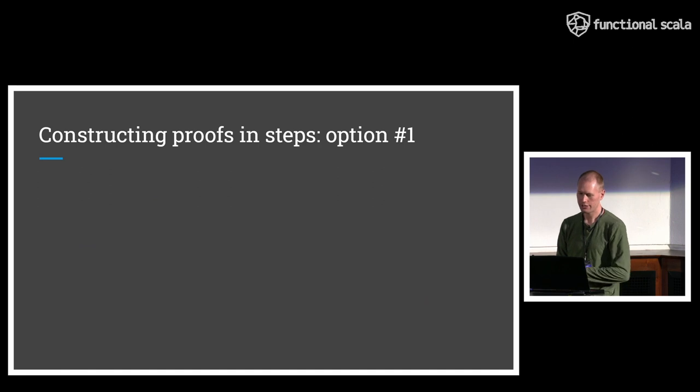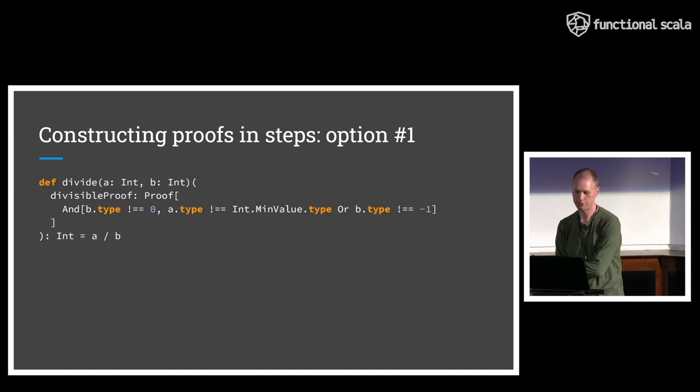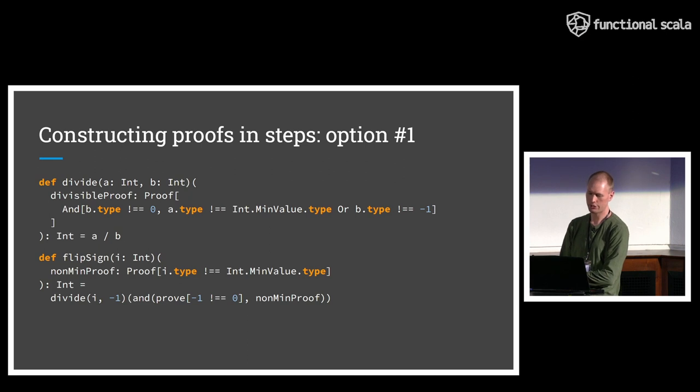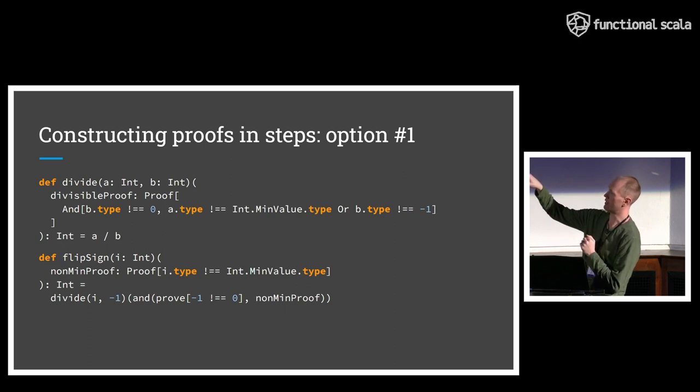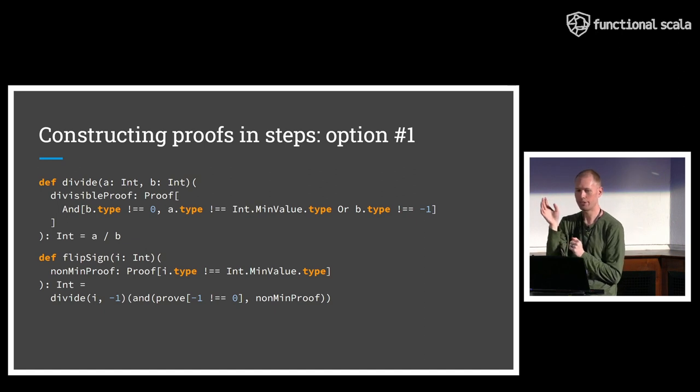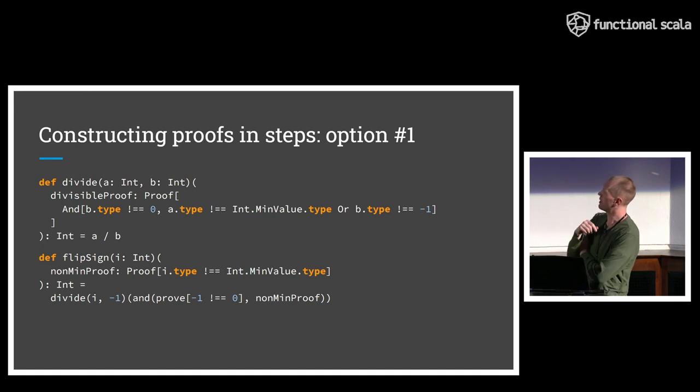And this also lets you now construct proofs in steps. So if you try to do a divide just like this, we're trying to use divide in our defining of a flip sign. It's going to take an int, and we're just going to flip the sign. If it's negative, it's going to be positive. If it's positive, it's going to be negative. But we need a proof to call flip sign that we're not dealing with the negative min int, or the min int, because if we do, and it tries to flip it, it's going to overflow, and we won't get an int back.